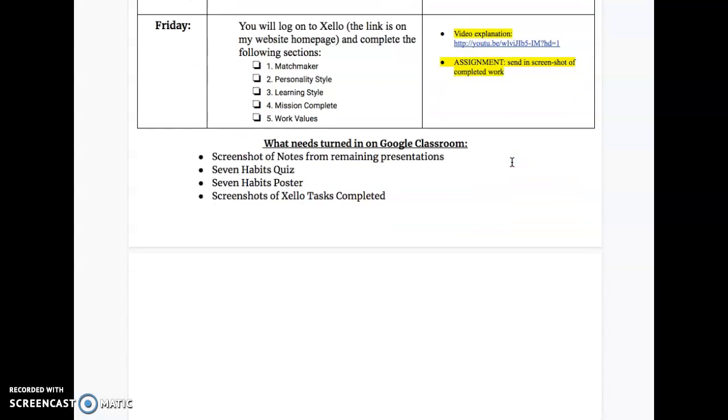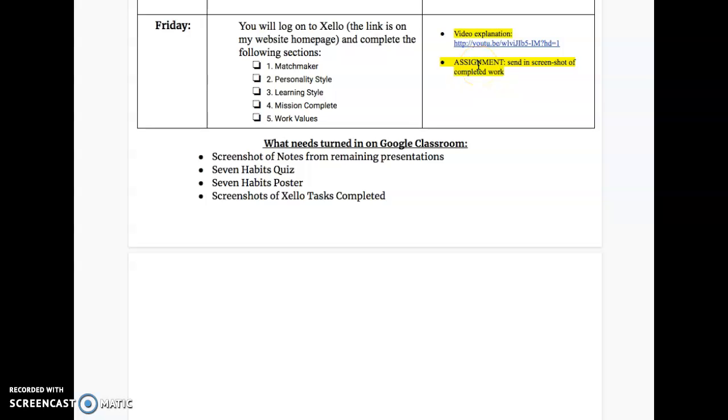That will take us to Friday, where you will log on to Zello. That link is on my website. I provide a video here for how to log in and find what you're looking for. You're going to complete the sections Matchmaker, Personality Style, Learning Style, Mission Complete, and Work Values. Please answer these truthfully. This is your EDP, which is your Educational Development Plan, which means it will also affect you if you want to do work study later in your school life or high school life. It will affect you if you want to do a job shadow. It will have an effect on you from now forward. So please don't take this not seriously, because these are things that we want to know about you to help you in careers class, careers 10, careers 12, as well as your job shadows.